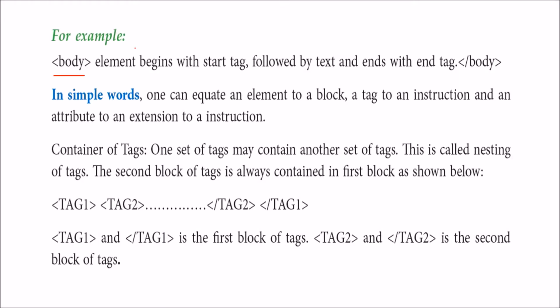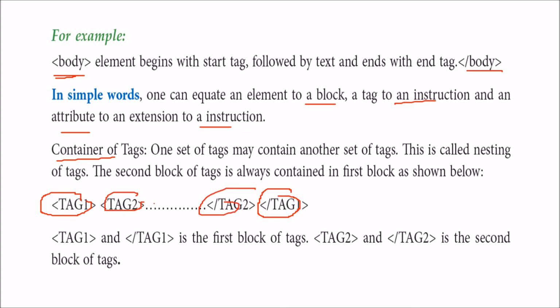So this is body. You see, the HTML page is divided into two parts. First is the head part, the other part is the body part. So see, this body is starting, but body has to end. In simple words, you can equate an element to a block, a tag to an instruction, and an attribute or property to an extension to an instruction. So what are the containers of tags? See, this is one tag and this is the container of this tag. Inside this also we have tags, and you can have multiple tags inside. So nesting of tags is possible.